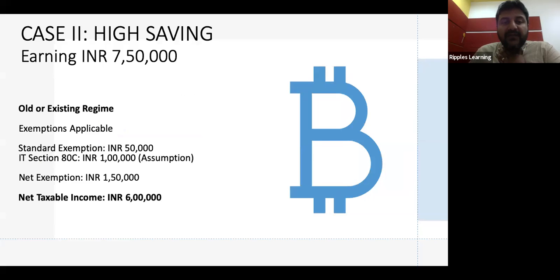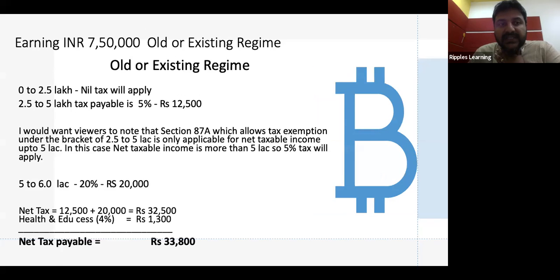In example 2, we have claimed more savings under 80C. So our net exemption is 1,50,000 and net taxable amount is 6 lakh. When we calculate that, we see 0 to 2.5 lakh is nil, 2.5 to 5 is 12,500, and 5 to 6 is 20% of 1 lakh, which is 20,000 rupees. So net tax is 32,500. Health and education cess is 1,300. The net tax payable is 33,800 rupees, right?